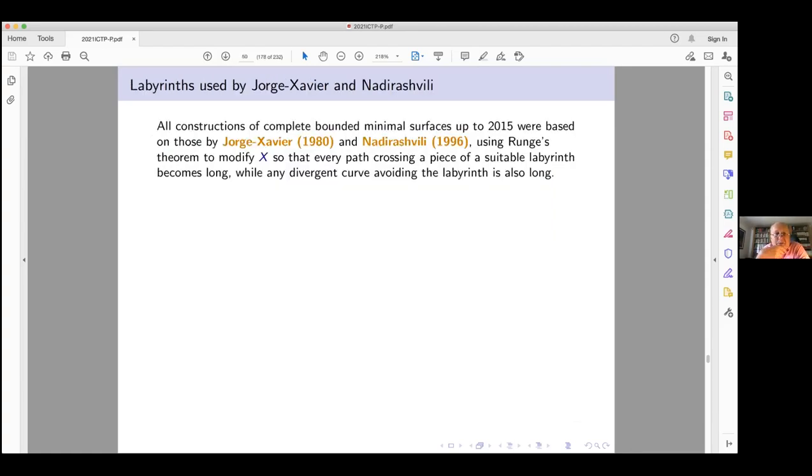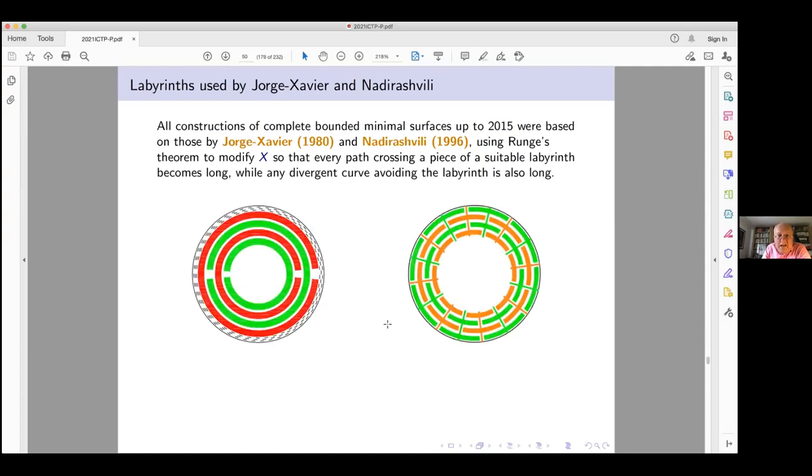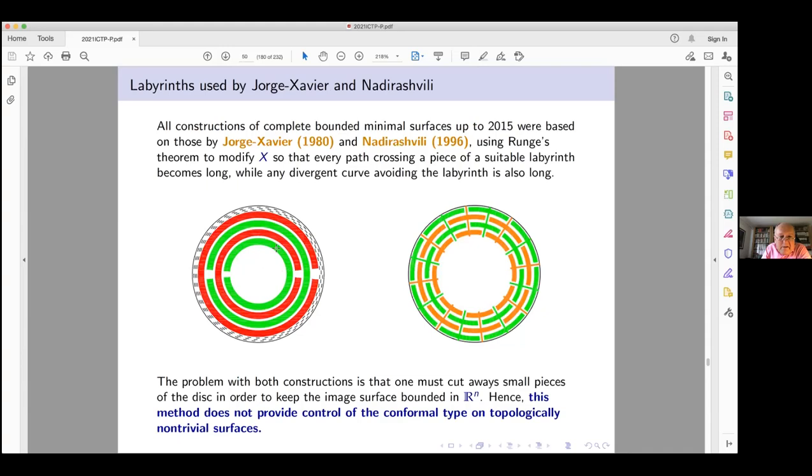I was going to comment about the difference between our technique and those which were used before. You see, what Jorge, Xavier and Nadirashvili developed and what all other people later used is a technique which uses labyrinths, different kinds of labyrinths. So here I'm showing you a labyrinth in the disk. What is the purpose of this labyrinth? The labyrinth has connected components, many of them, which kind of intertwine in an interesting way. And the point is that any curve which starts somewhere inside and tries to go to the boundary to avoid the labyrinth has to be very long.